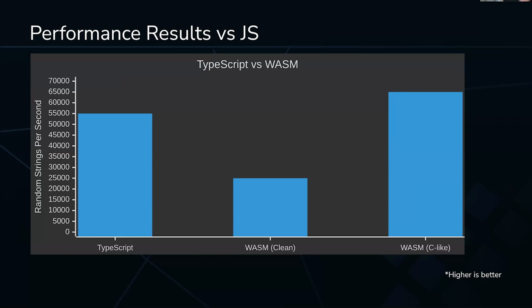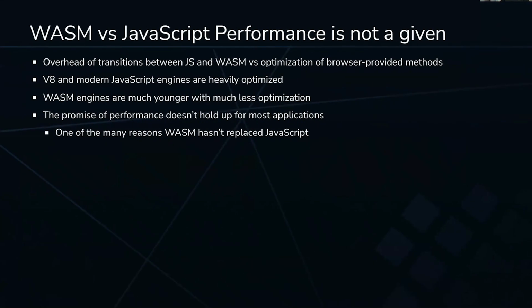We're going from magnitudes faster to either half as fast or a tiny bit faster. And the reason is performance is just really nuanced once you get to WebAssembly. When you have a lot of overhead in transitioning and you're doing those memory copies and you're going from one runtime to the other runtime, those transitions take a lot of performance.